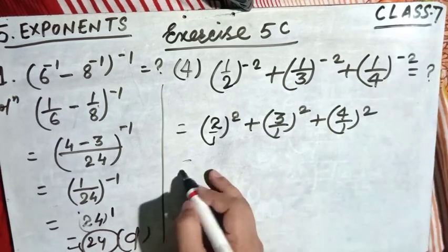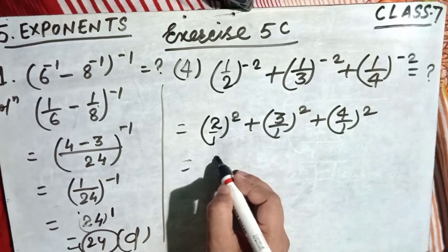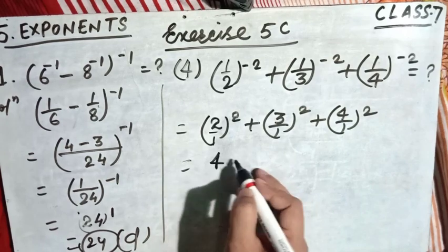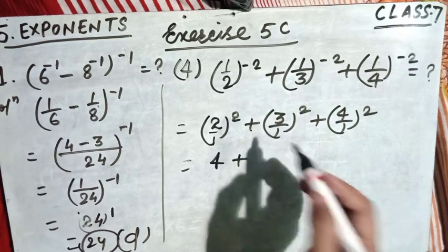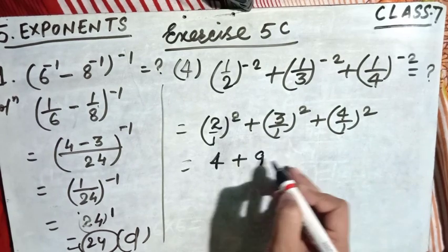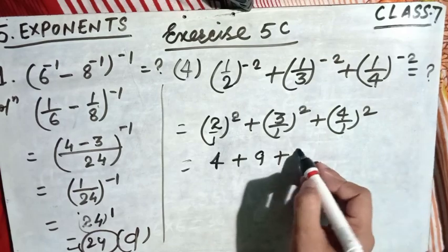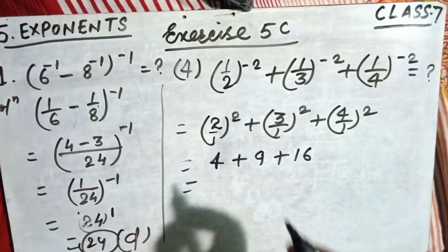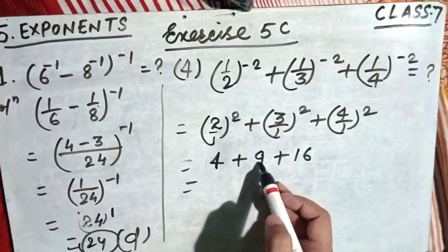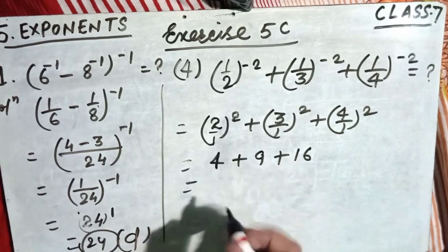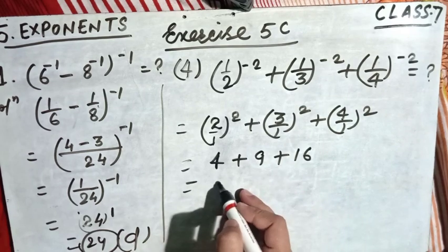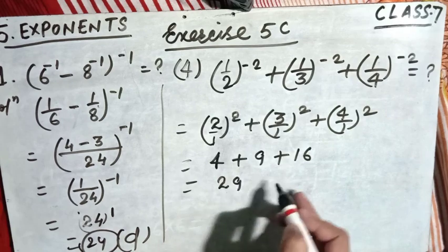Now here 2 raised to power 2 is 2 multiplied by 2, 4. 3 raised to power 2 means 3 multiplied by 3, 3 times 3 is 9. Now 4 raised to power 2 means 4 multiplied by 4, 4 times 4 is 16. Now add all the values: 16 plus 9, 25 plus 4, 29. B is the answer.